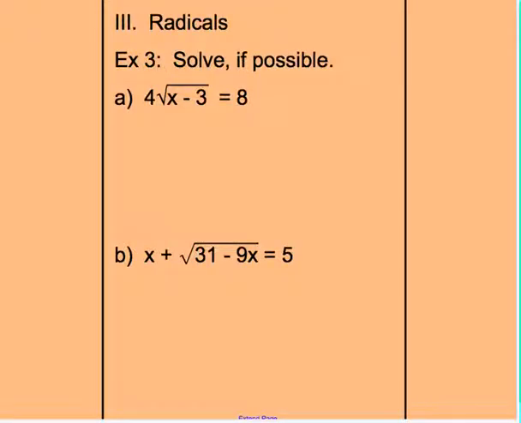Next, we're going to review how to solve radicals. So the first thing you want to do is isolate the radical, or get it alone. Now we have a 4 that's not under the radical, so I'm going to divide both sides by 4.